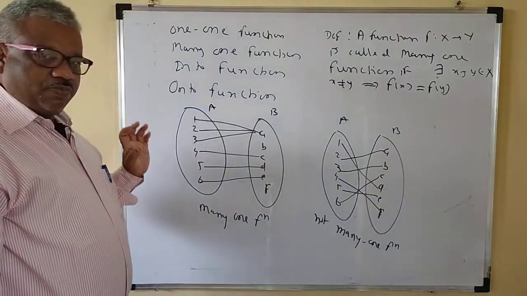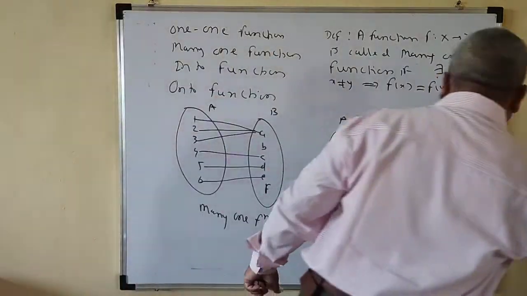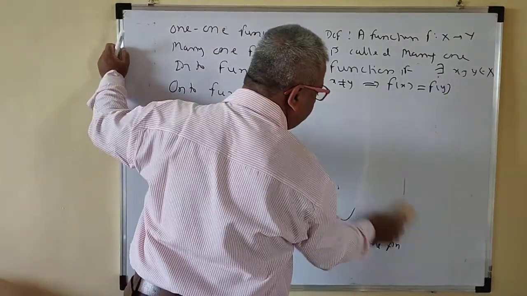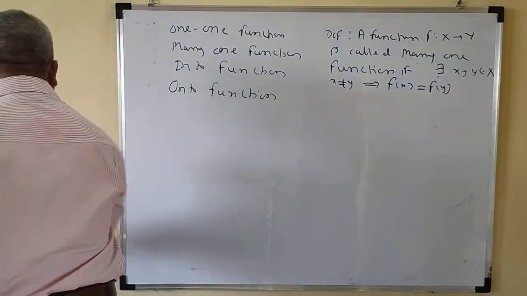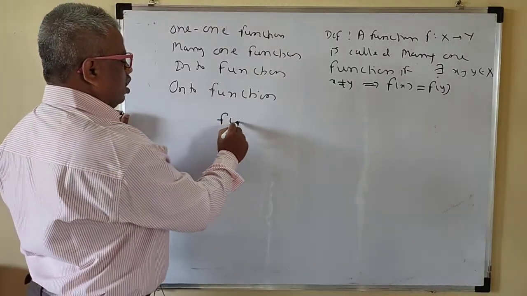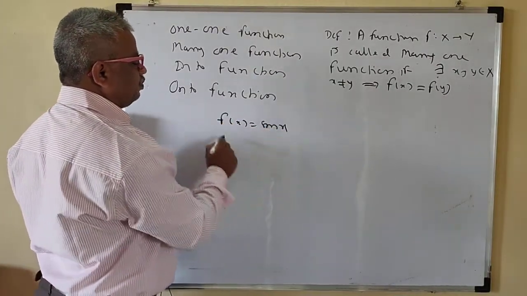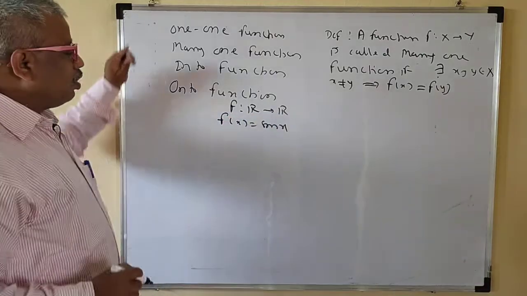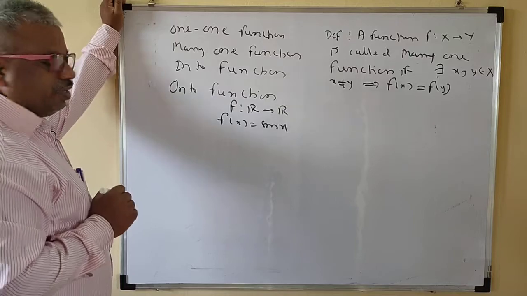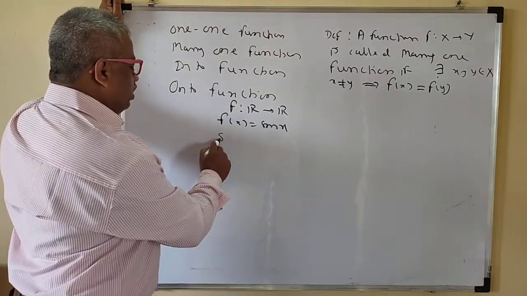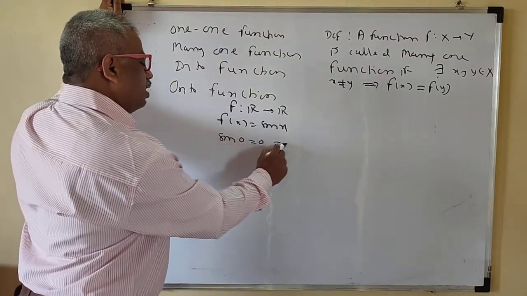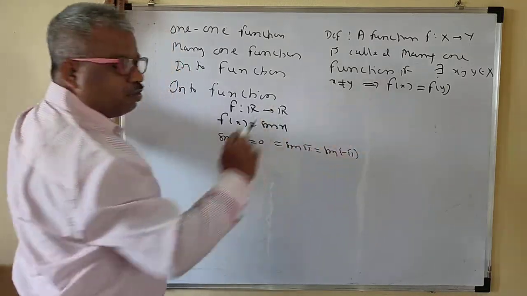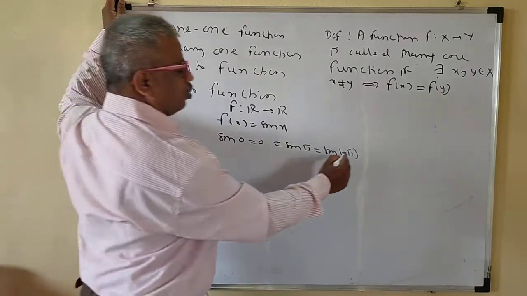This will be the many-one function now. If you want to see an example for a many-one function, suppose I define f of x is equal to sin x, so f from R to R. Now see here, is it one-one or many-one? Sin 0 is 0, and this is the same as sin pi, the same as sin of minus pi and sin 2 pi and so on.